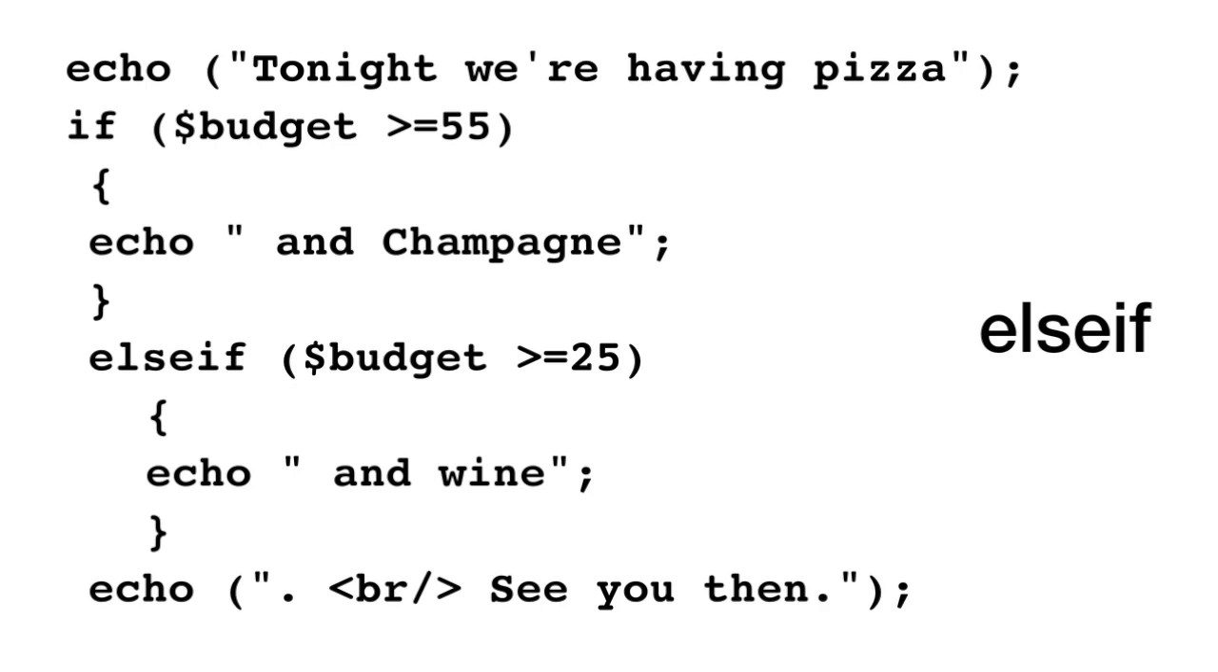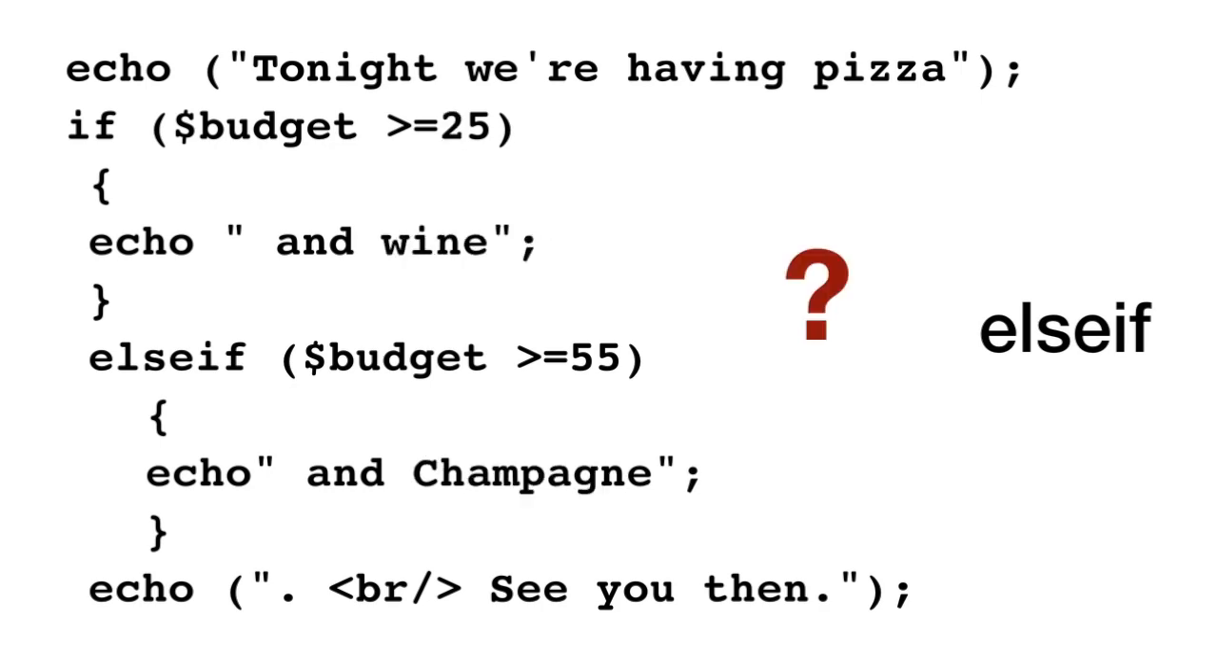Interestingly, it's tempting to think maybe you could change these questions around. We could ask about the wine, the 25 first, and then ask about the 55. Do you think this would work? Well, this wouldn't work the way we would expect, okay?